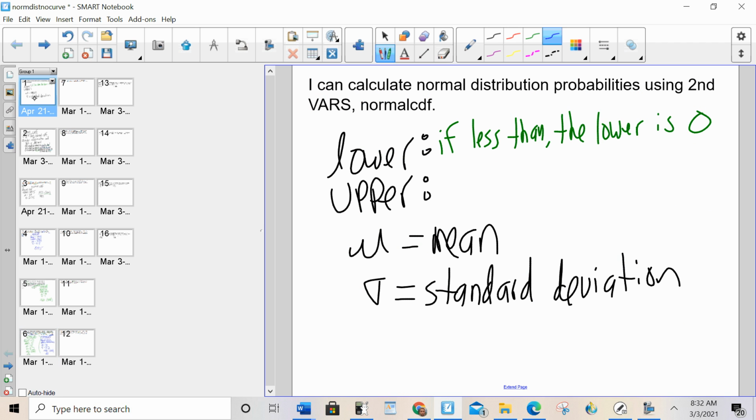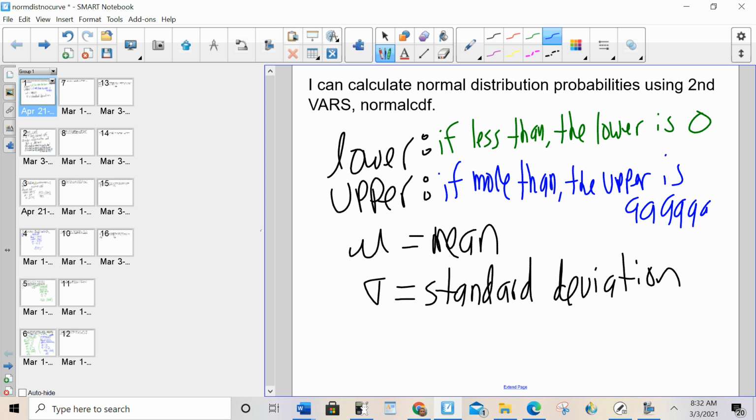So when you see less than, the lower is 0. If you see more than or greater than, the upper is 9999999999999, or whatever giant number you want to put in.